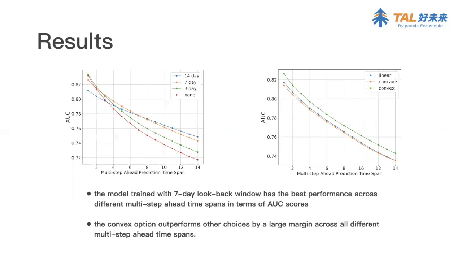Apart from the overall results, here we also perform some experiments to evaluate the effectiveness of our data augmentation algorithm. For the extended range hyperparameter lambda, we find the 7-day lookback window gives the best results. And for the weight function part, the results show that the convex function outperforms the other ones.